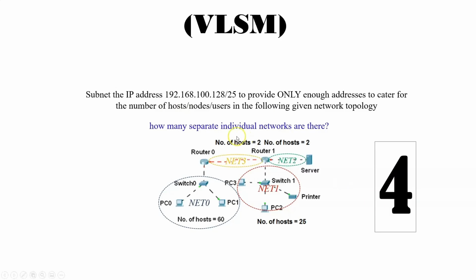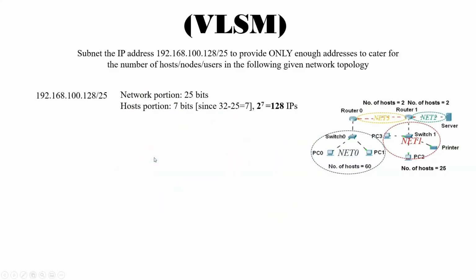Four small networks. So the IP address provided is 192.168.128/25. If that is the given IP address, or a subnet that is provided, or a primary IP address, we are going to perform a subnet over this given subnet. Okay, so let's perform a subnet over this given subnet.